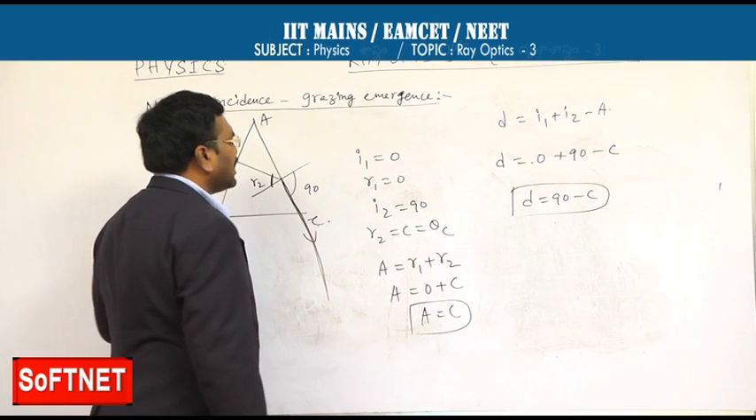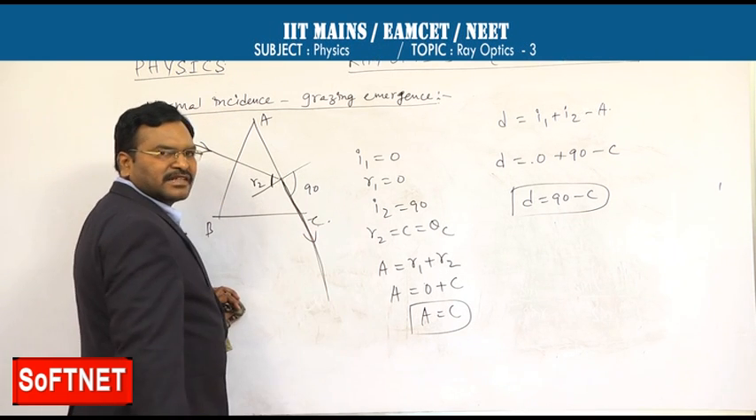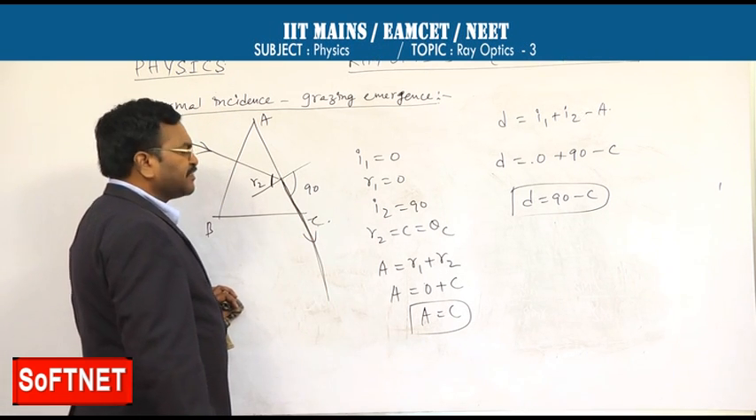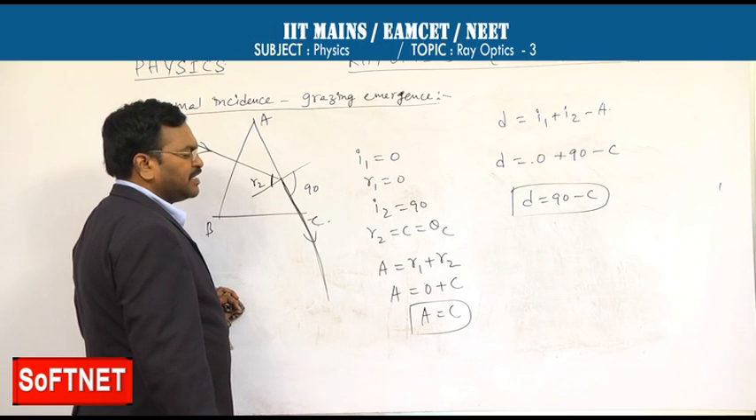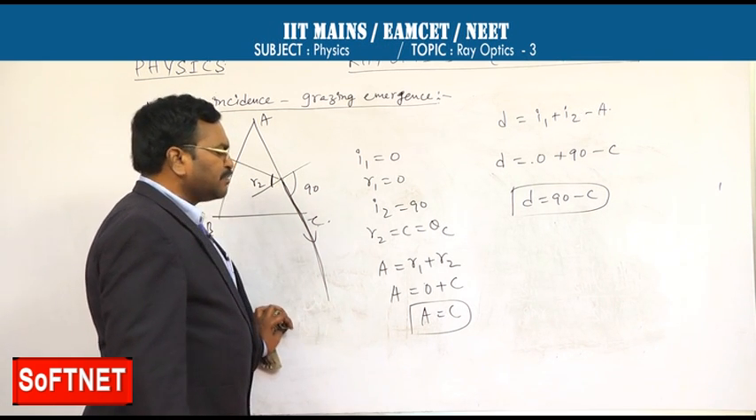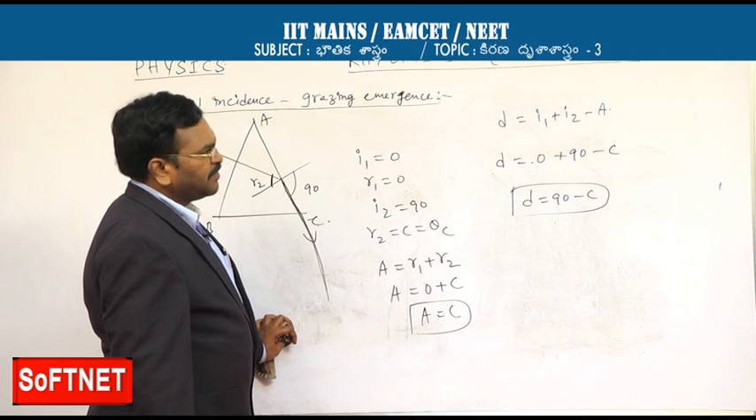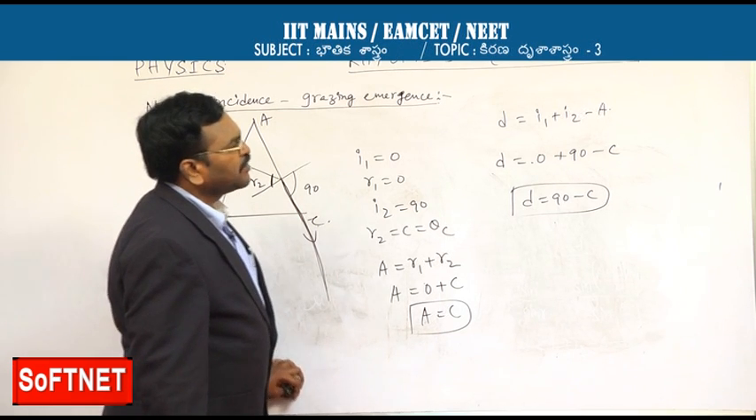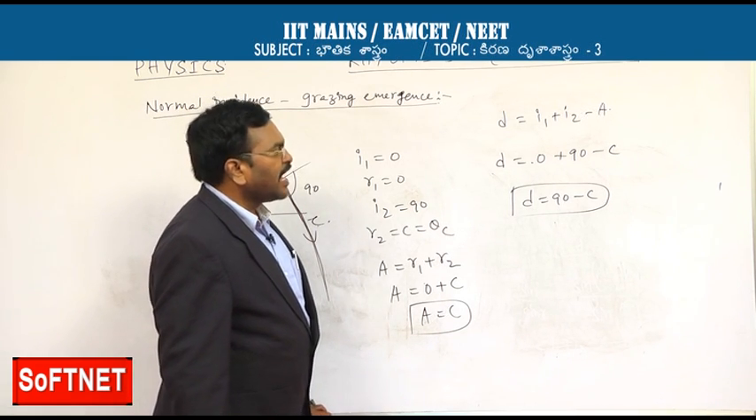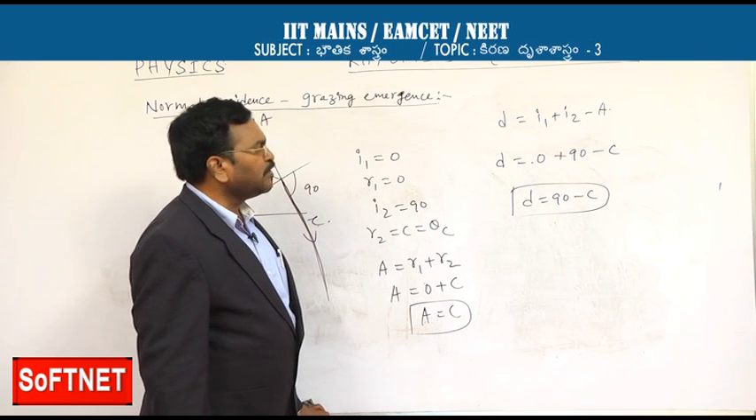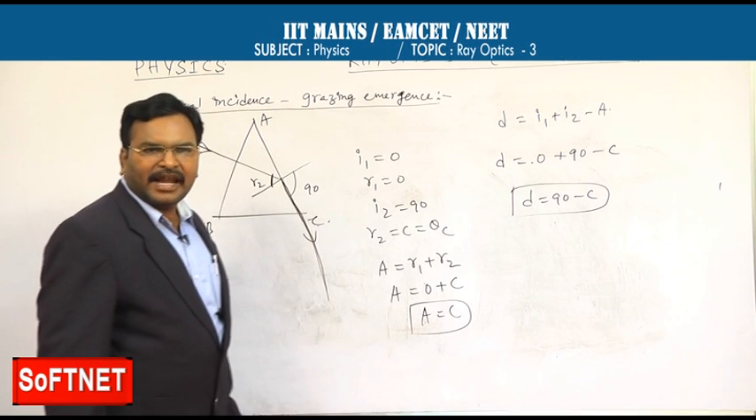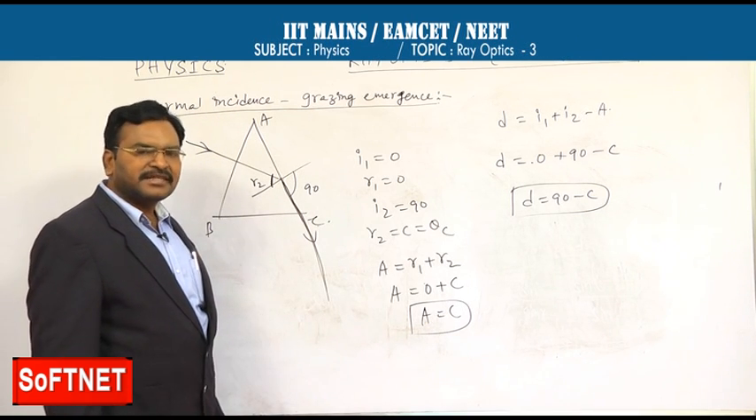The ray grazes the second refracting surface, so I2 is 90 and R2 is C. So A is equal to R1 plus R2, which is C. Now deviation is I1 plus I2 minus A. I1 is 0, I2 is 90 degrees, A is the critical angle. So the deviation is 90 minus C.